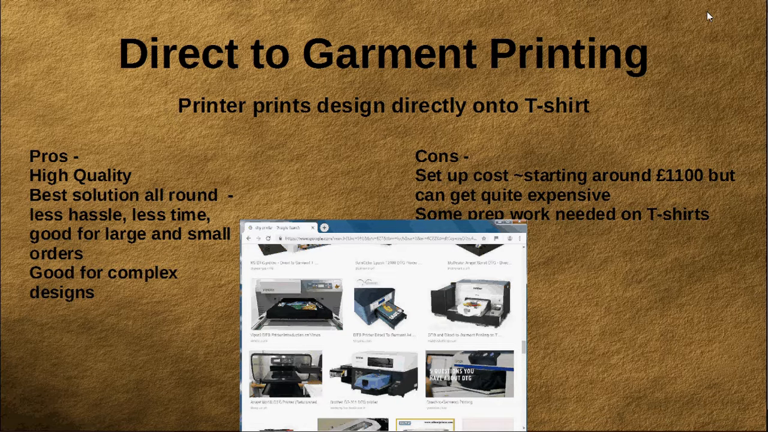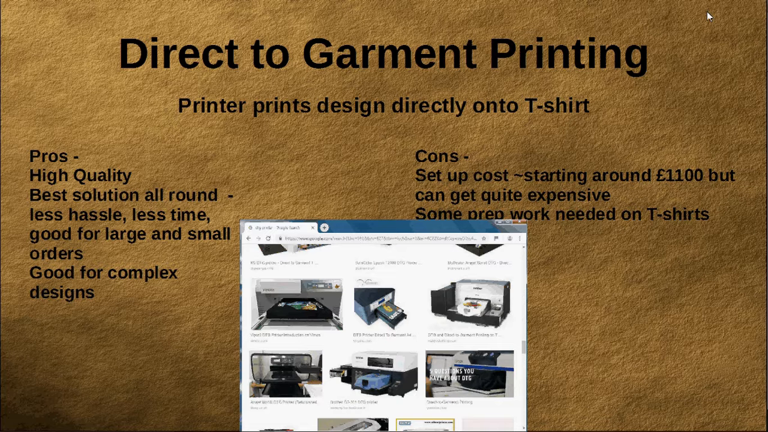The biggest downside of DTG printing is the setup cost. To buy a DTG printer, the cheapest I could find, I think it was a second-hand one, was about £1,100. But to get a brand new one, from what I could see, some of them run all the way up to £15,000 to £20,000. So it's a very, very expensive setup. It's not something you'd want to invest in unless you're 100% sure your business can take off.